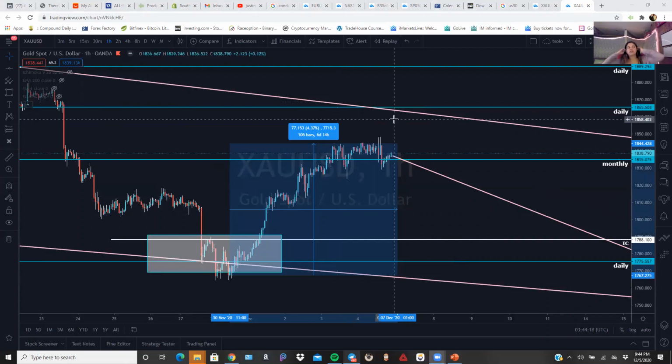Gold, there's a lot of money flowing in and out of gold. Gold is a safe haven pair. If you don't know that, write that down. You have quite a few pairs that are safe haven pairs: gold, the Swiss franc, the Japanese yen, and I think sometimes oil. What else? I think that's it.